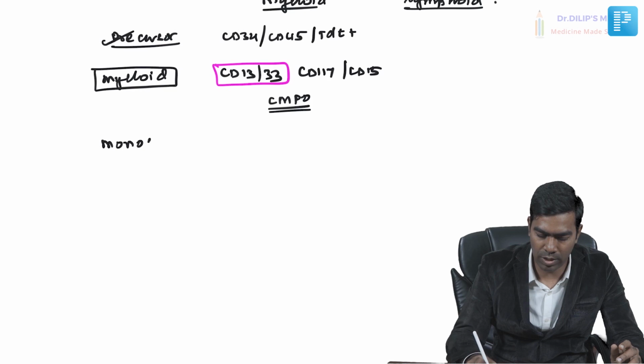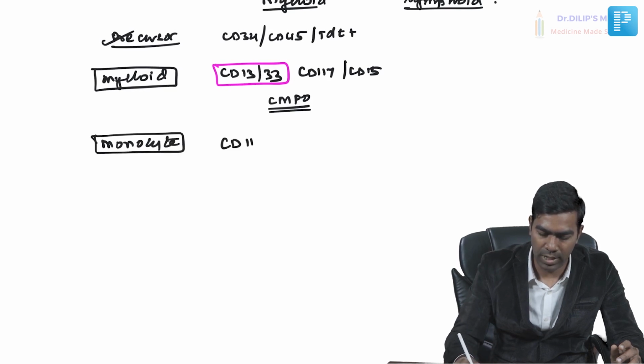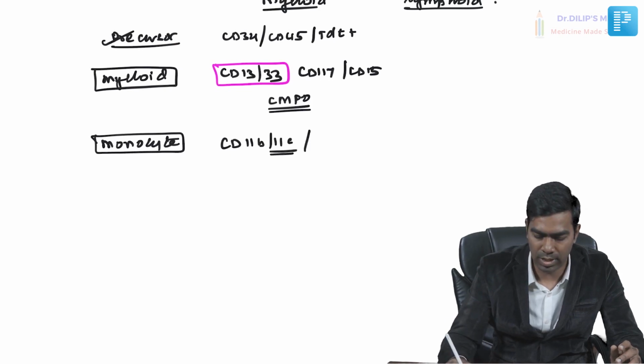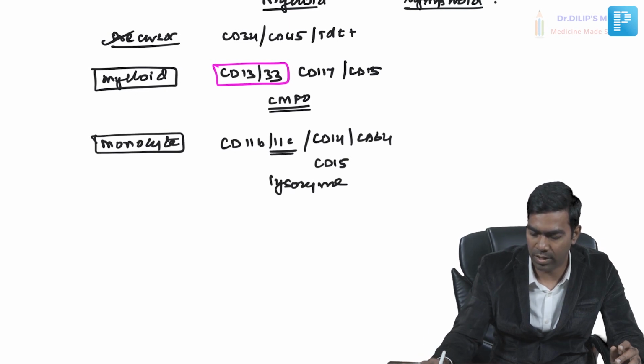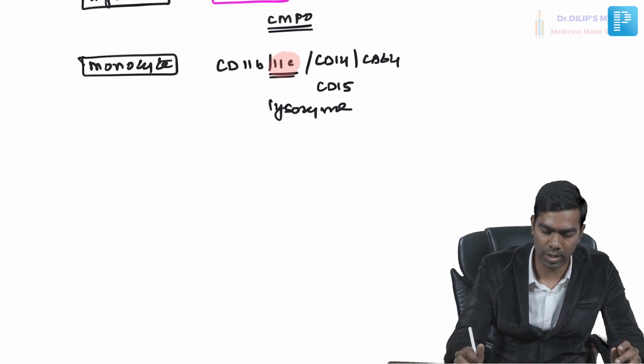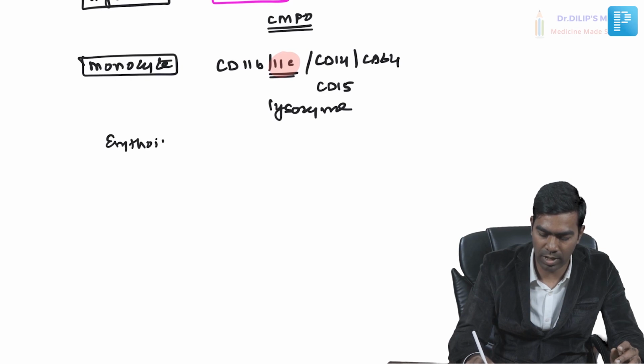And then you have a monocytic differentiation. You have CD11b, CD11c. I feel this CD11c is the most important for monocytes. CD11b, CD11c, and CD14, CD64, and CD15 in presence of lysozyme also. All these things. But as far as I know, the CD11c is going to be the most important for your exams for monocytic differentiation.